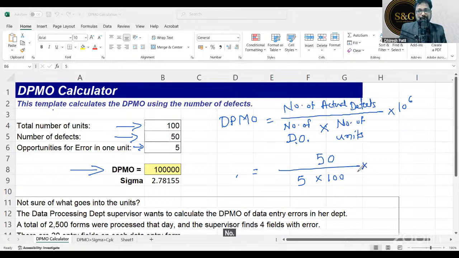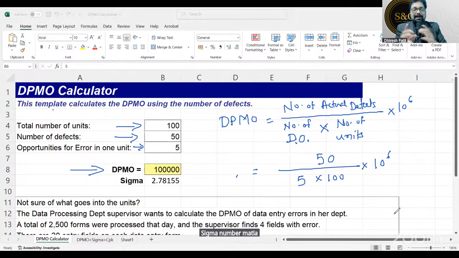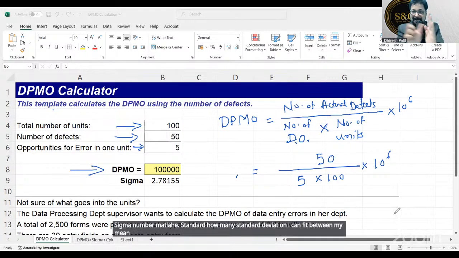No. That is not sigma. Okay? Yes, what is sigma? If you remember, we calculate 6 sigma, right? 6 sigma. If you remember the Z score, in the process capability case, CP and CPK, we had calculated that formula. That is the sigma number. What does sigma number mean? Standard deviation: how many standard deviations I can fit between my mean and my specification limit. That number is the sigma number.